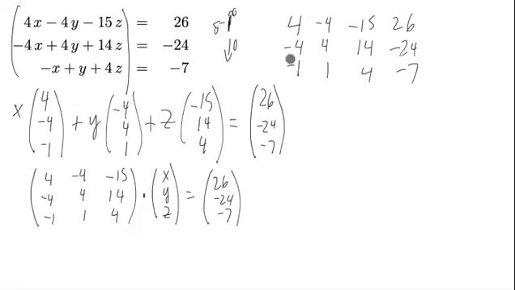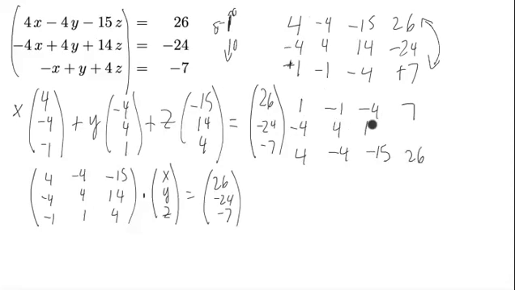First, I'm going to get a 1 up here in this corner to try to get a pivot there like I need for Smith normal form. Maybe I'll multiply this bottom row by a -1. And then I'll swap these guys. So I end up getting 1, -1, -4, 7. Swapping, I have 4, -4, -15, 26. Then the middle stays the same: -4, 4, 14, -24.